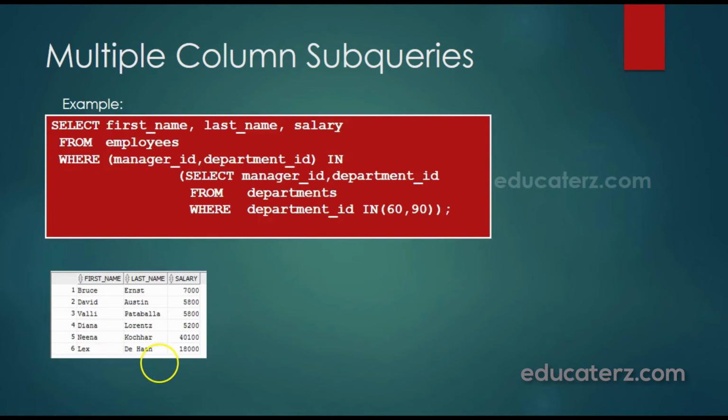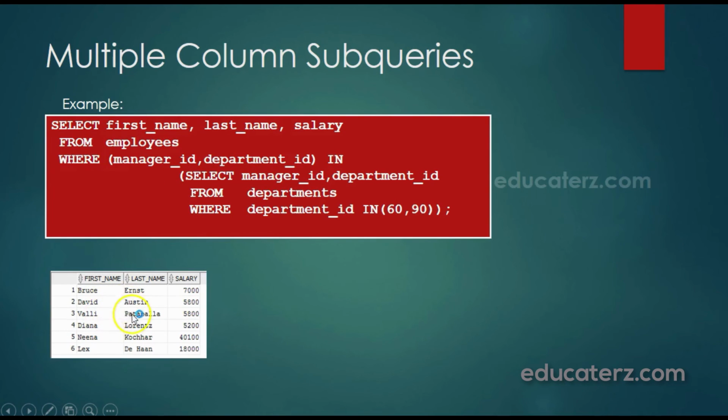Example, multiple column subqueries example. Look at this query. SELECT first_name, last_name, salary FROM employees WHERE manager_id, department_id. In the WHERE clause we have two columns. The IN operator is used. In the subquery we have two columns again, manager ID and department ID, but we are retrieving the data from the departments table where department ID is in 60 and 90. For these departments I am retrieving the data for manager ID and department ID. So that will be tested for manager ID, department ID in those values, then the corresponding records will be displayed.